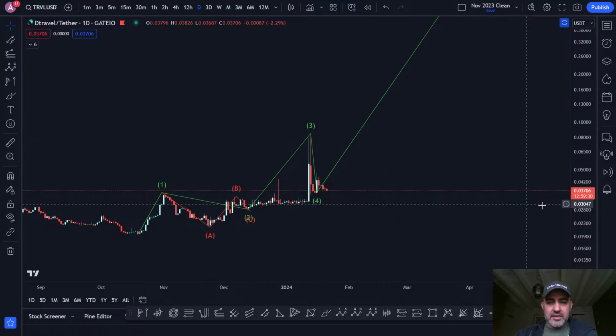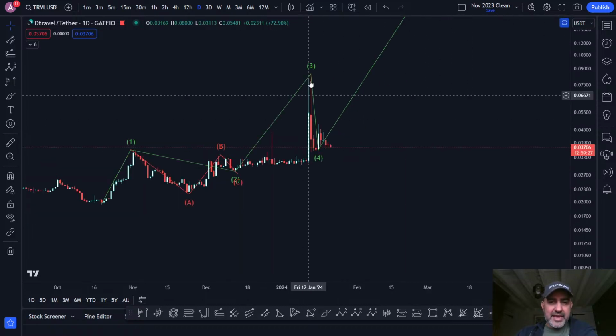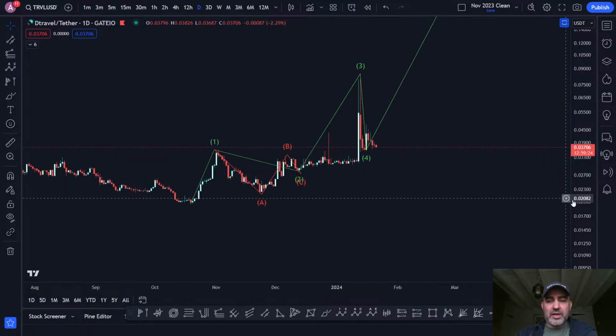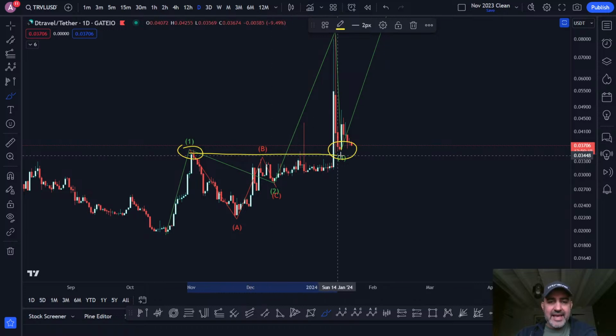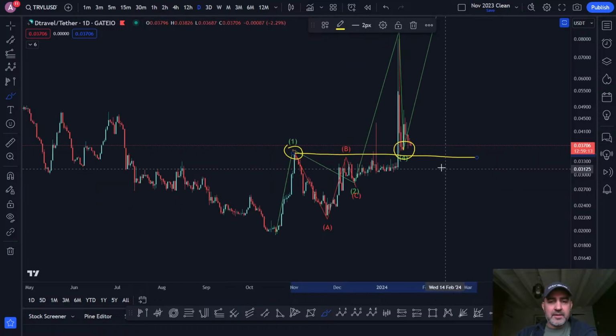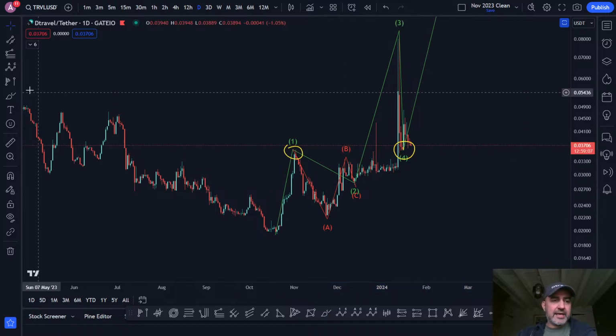And the caveat for this being a 3 to 4 is that the 4 cannot come underneath the 1. That's the rule. If this is the 1 and this is the 4, then the price cannot come underneath this level. So this effectively becomes the new floor for the price.